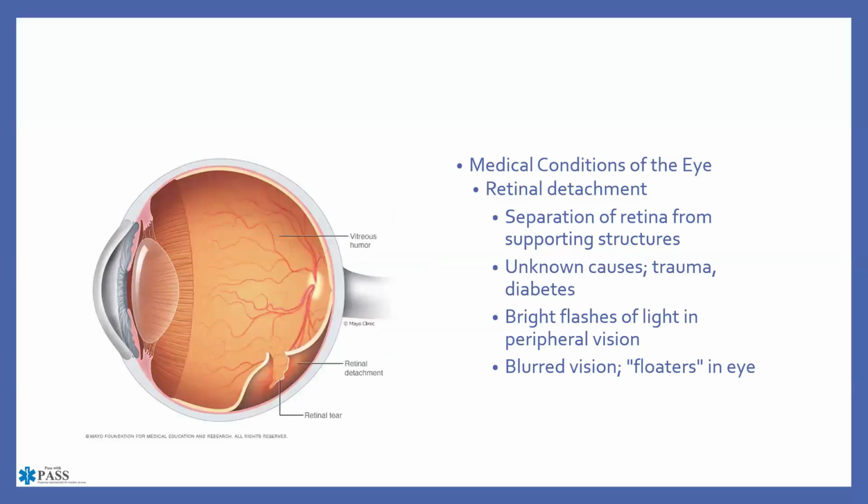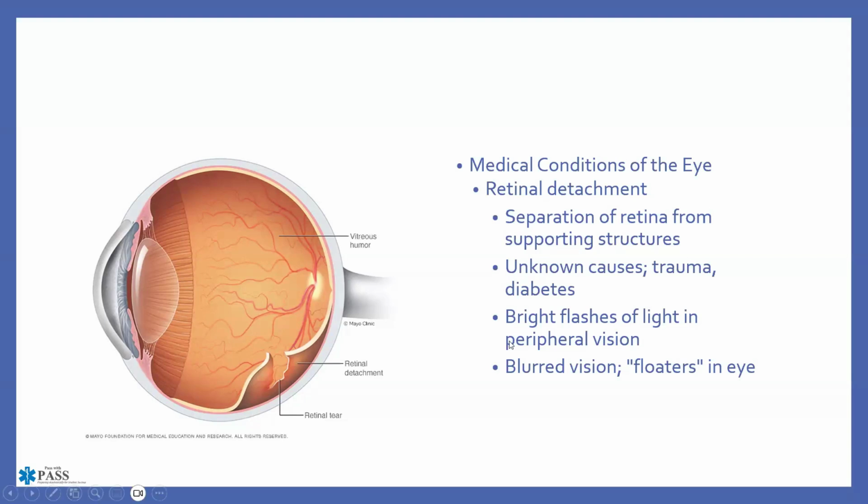Retinal detachment, and I have another picture here in just a second that'll be a little bit easier for you to see exactly what's going on, but this is a separation of the retina from the supporting structures. A lot of times this is due to an unknown cause. It can just happen spontaneously, but it does happen in trauma as well. Diabetics, once again, have a high likelihood of having issues with their eyes.